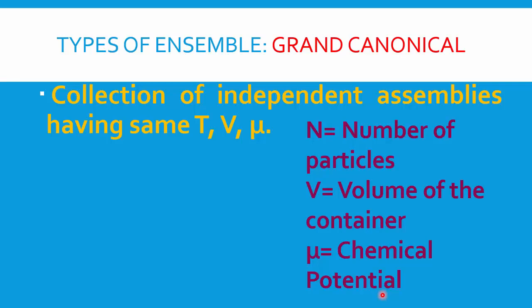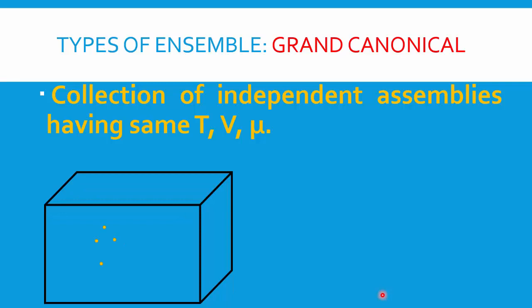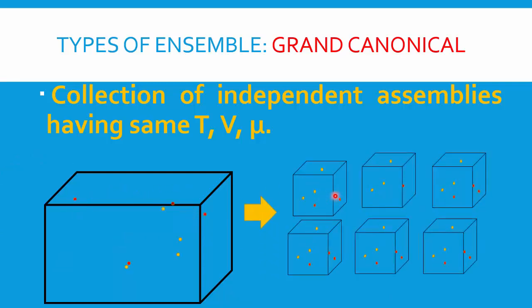Chemical potential gives free energy per unit mole. So I take you to the same motion of the particles. If this motion of the particles is transformed into snapshots, then each snapshot will have the same information about T, V, mu. But some other thing, maybe the energy might change, or the number of particles might change. It might happen. So when you have the same information about temperature, volume and chemical potential for every picture, we say it's a grand canonical ensemble.